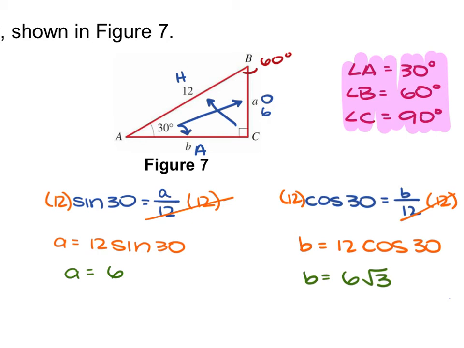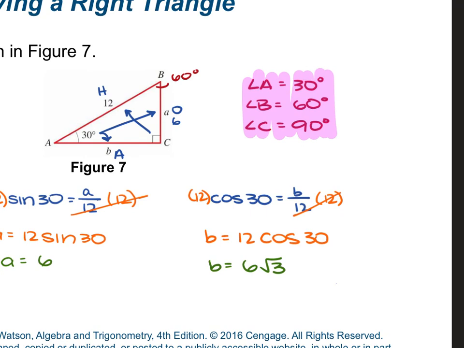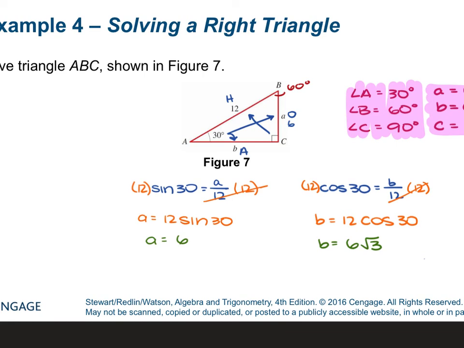So with the missing parts that we were trying to find, we also found our side lengths. Our side length A is 6. Our side length B is 6 square root 3. And our side length C was given to us of 12. So now that we have all 6 parts here, we have our angle A, which is 30 degrees, angle B is 60 degrees, angle C is 90 degrees. Side length A is 6, side length B is 6 square root 3, and side length C is 12.